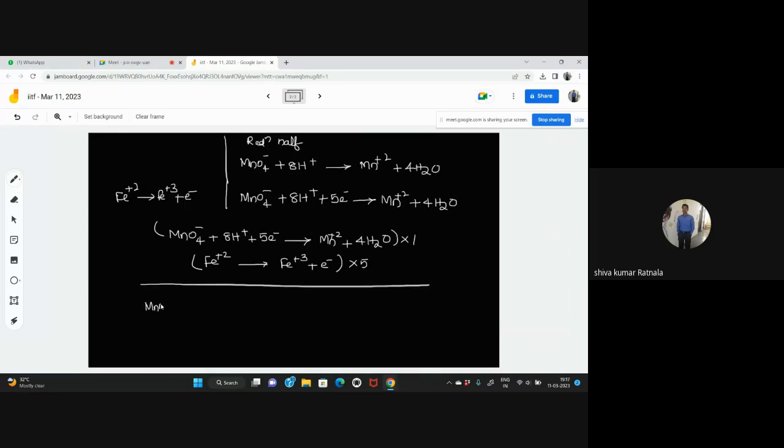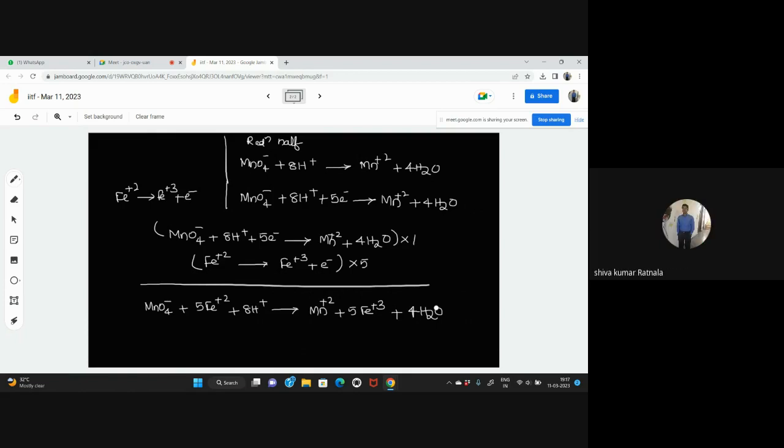MnO4 minus plus 8H plus plus 5 Fe plus 2 gives rise to Mn plus 2 plus 4H2O plus 5 Fe plus 3, and both sides' electrons get cancelled, isn't it? Okay? So likewise, we are going to balance.